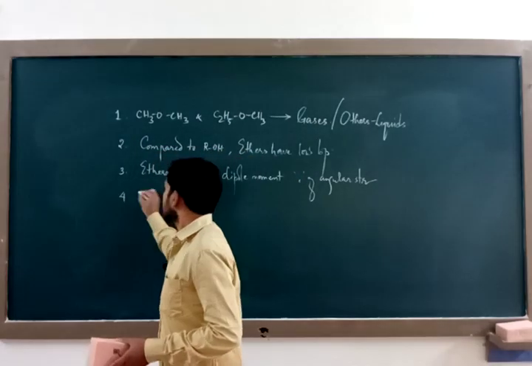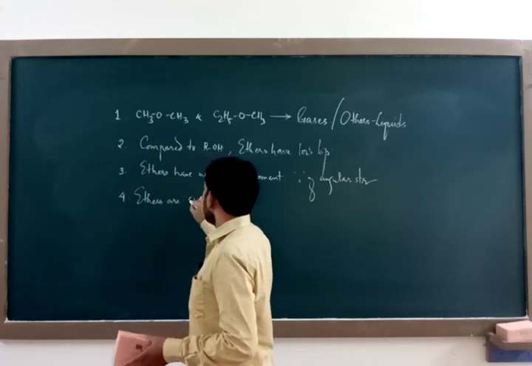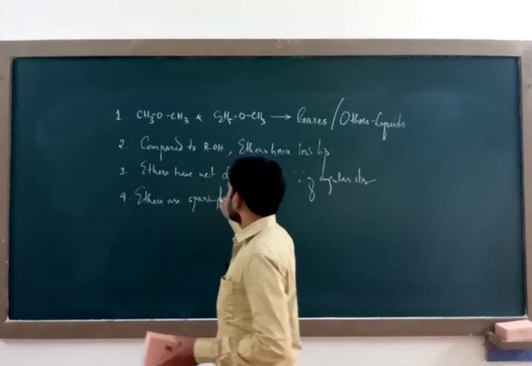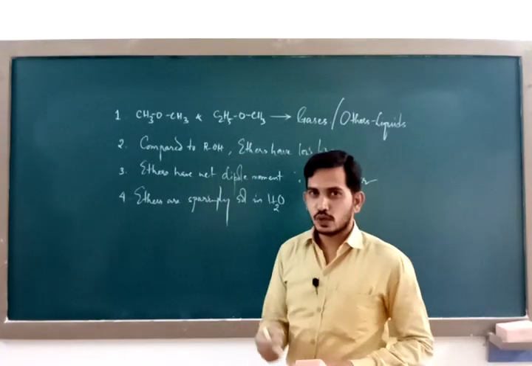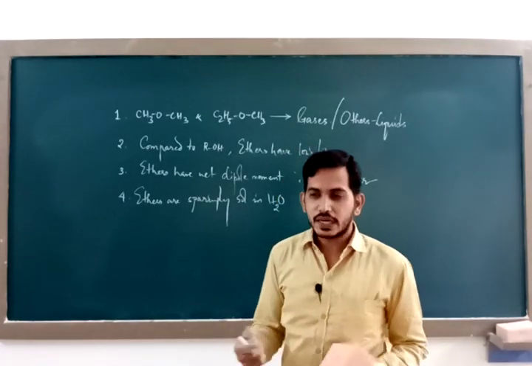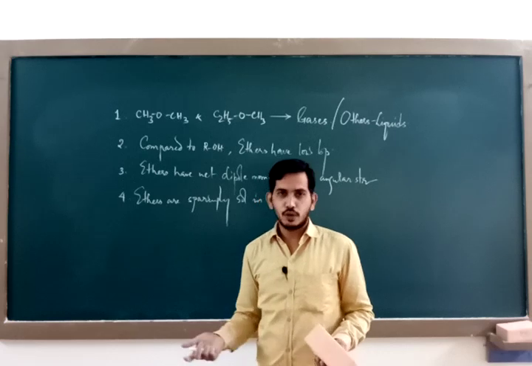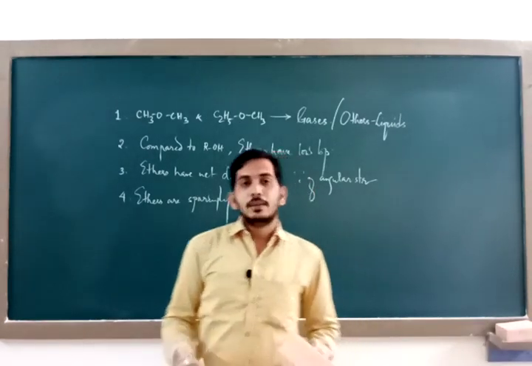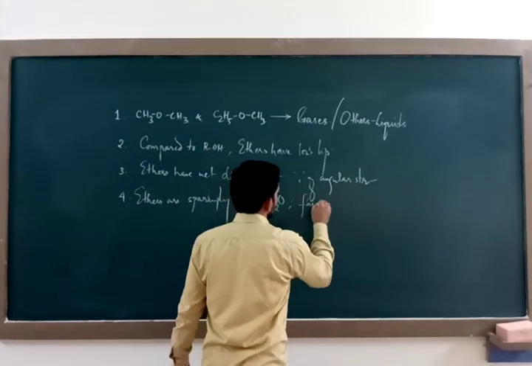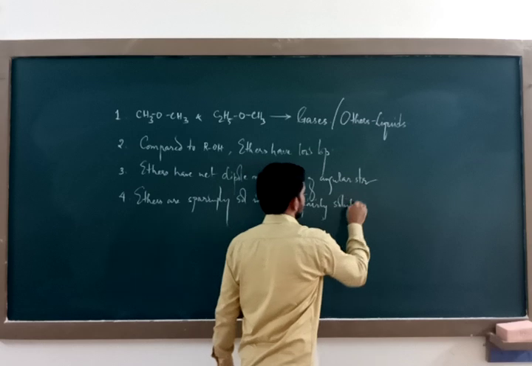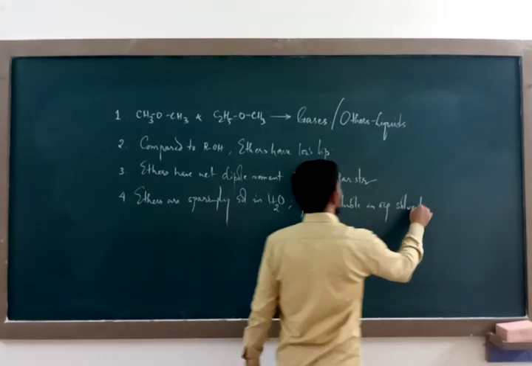The fourth one is, ethers are sparingly soluble in water. Sparingly soluble means less soluble in water. Now you can guess why they are sparingly soluble or less soluble in water. Because they do not form intermolecular hydrogen bonding. But they are fairly soluble in organic solvents.